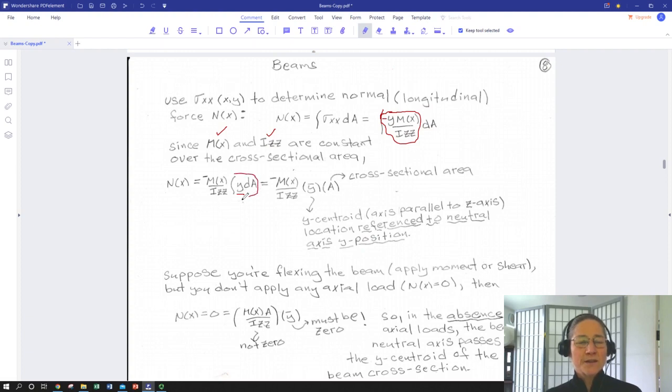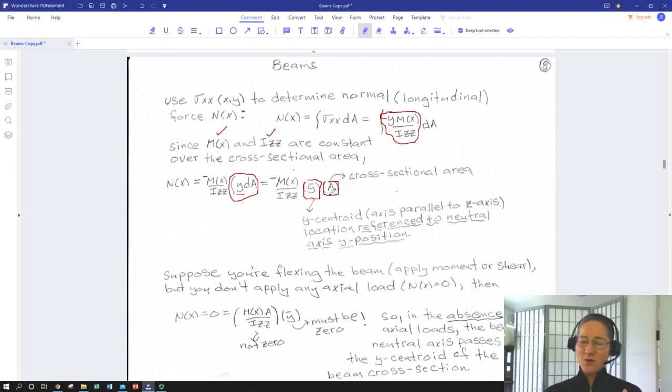We can take a look at this expression and say, well, another way of expressing that is the centroid position times the cross section area, and because the centroid is now referenced to this y value, which was itself defined in terms of the neutral axis via the definition of the Flexure formula, this y bar is the y centroid location referenced to the neutral axis y position.